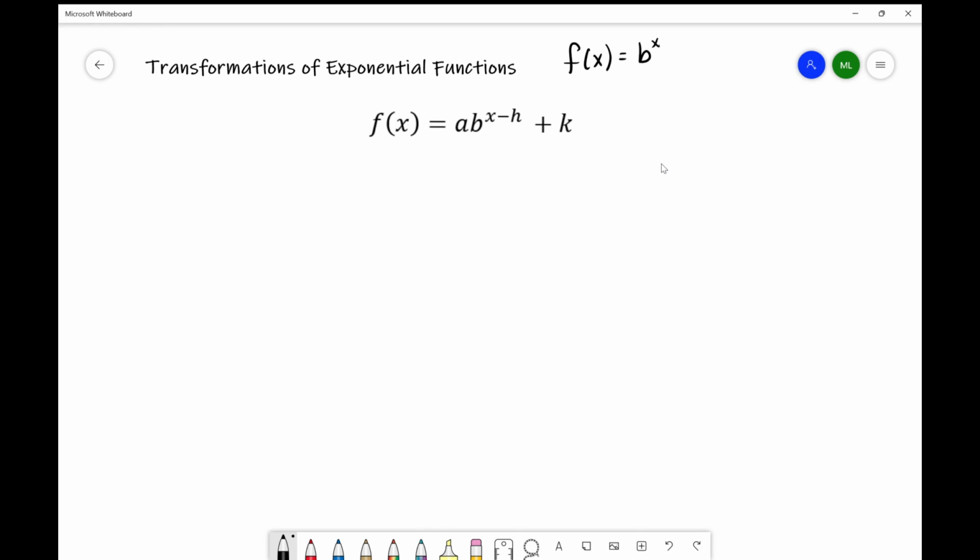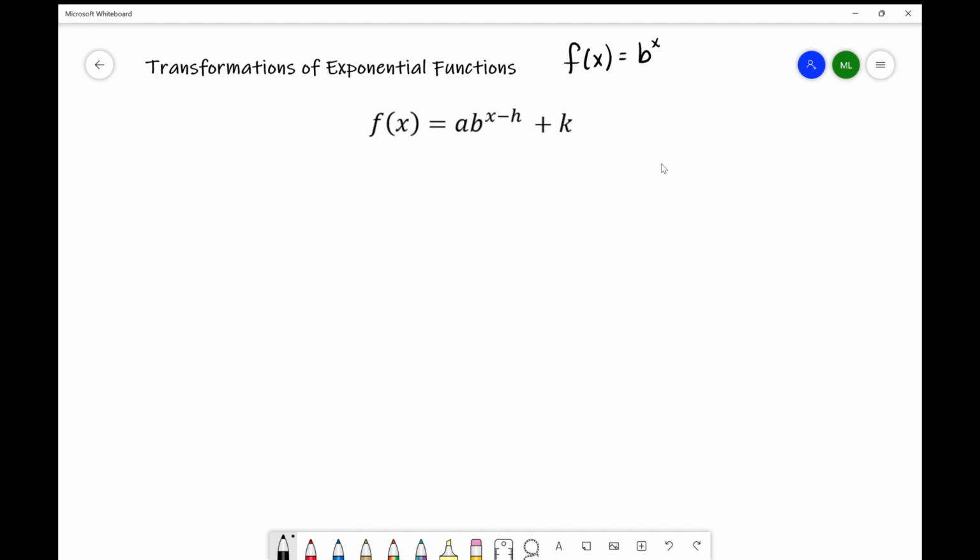Now, depending on what b is, is it decay or growth? Doesn't matter, but the function itself is f of x equals b to the power of x. So what happens if this b to the power of x is manipulated? That's basically what transformations are, a manipulation of the original function, which we call the parent function. So here I have a times b to the power of x minus h, plus k.